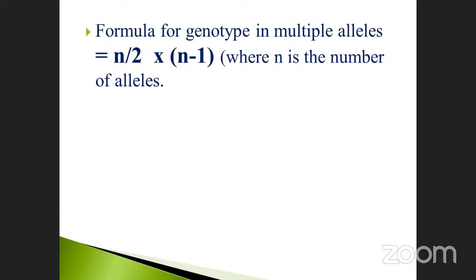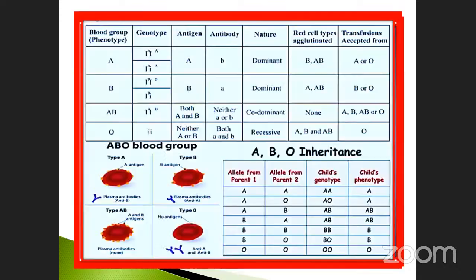The formula for genotypes in multiple alleles you already know: n by 2 into n plus 1, where n is the number of alleles. You will get the answer. If 3 alleles, how much will you get? 4, how much? 15, how much? We may find that out. We already saw these things. I have given multiple alleles as examples. I think this one is finished.